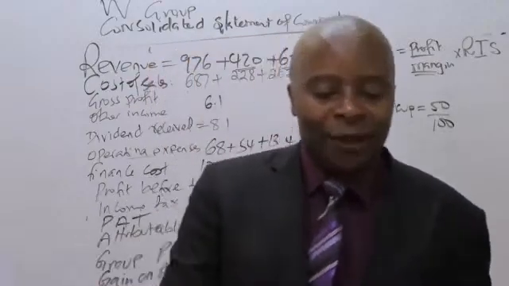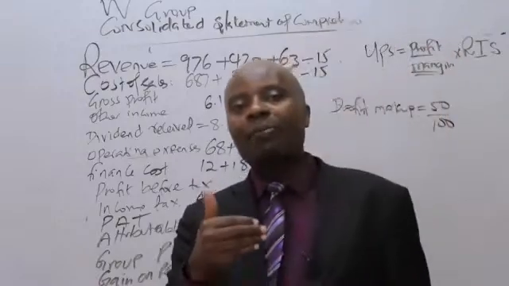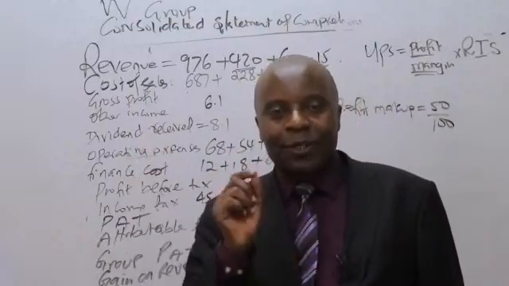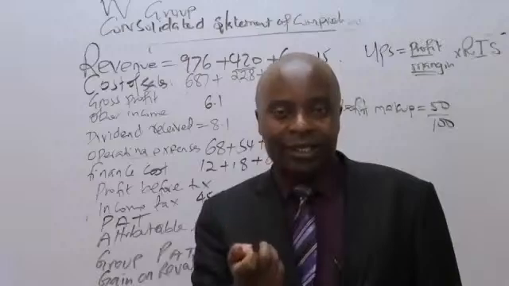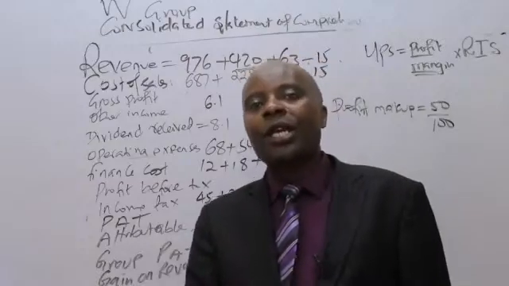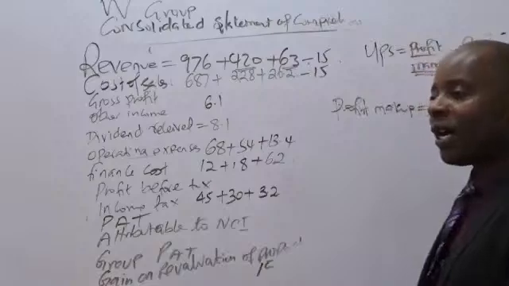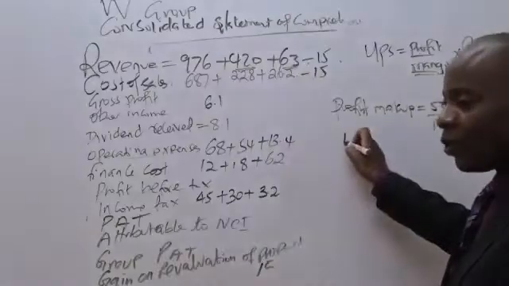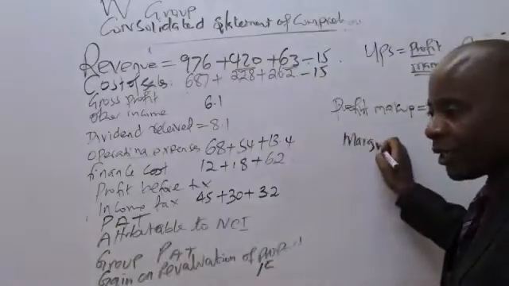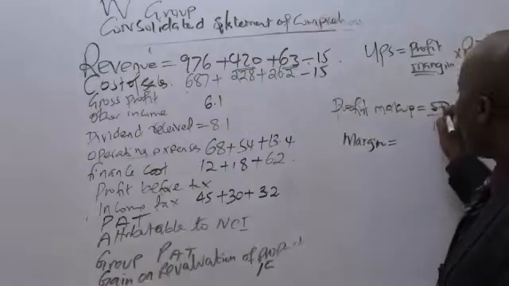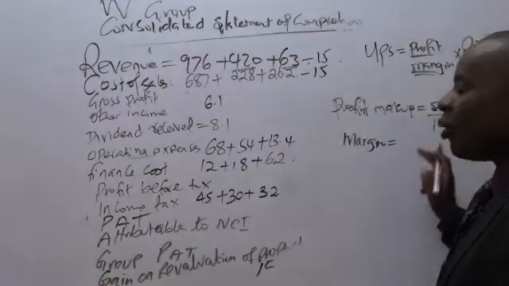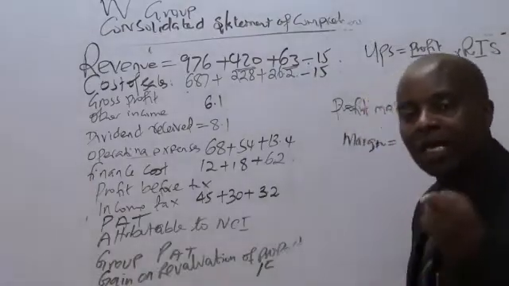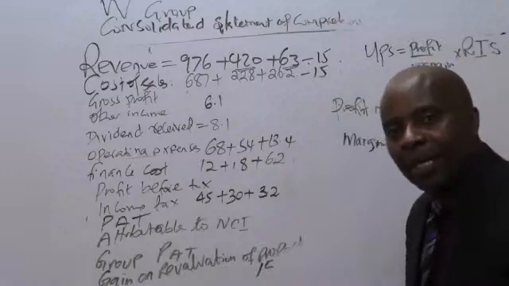Of course, you and I know that we rarely make use of markup in group consolidation, because they won't give you the cost of their goods. In most cases they'll give you the sales. So in group consolidation we always prefer the margin. Margin has a bigger denominator.